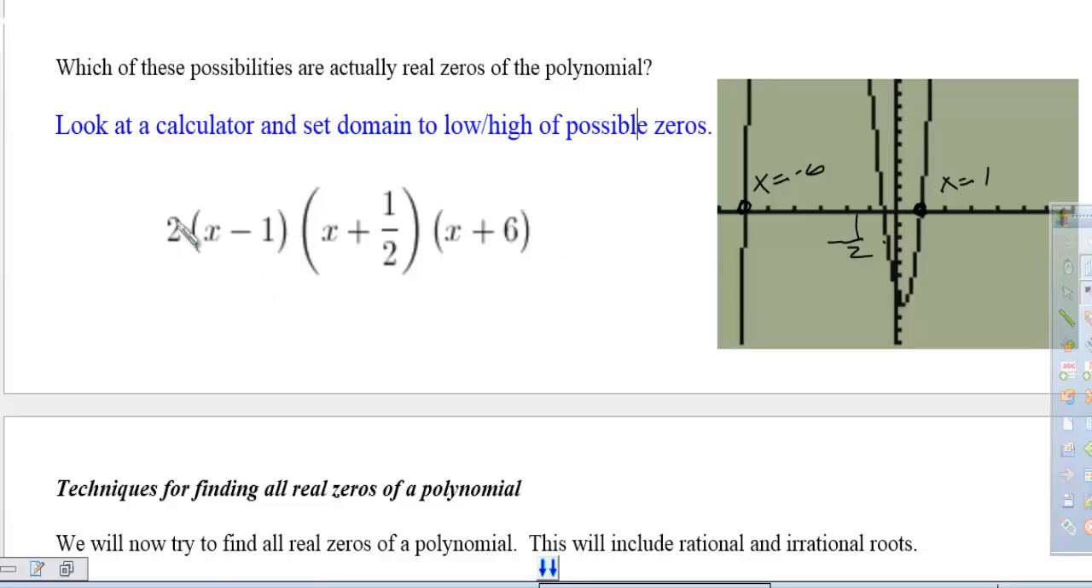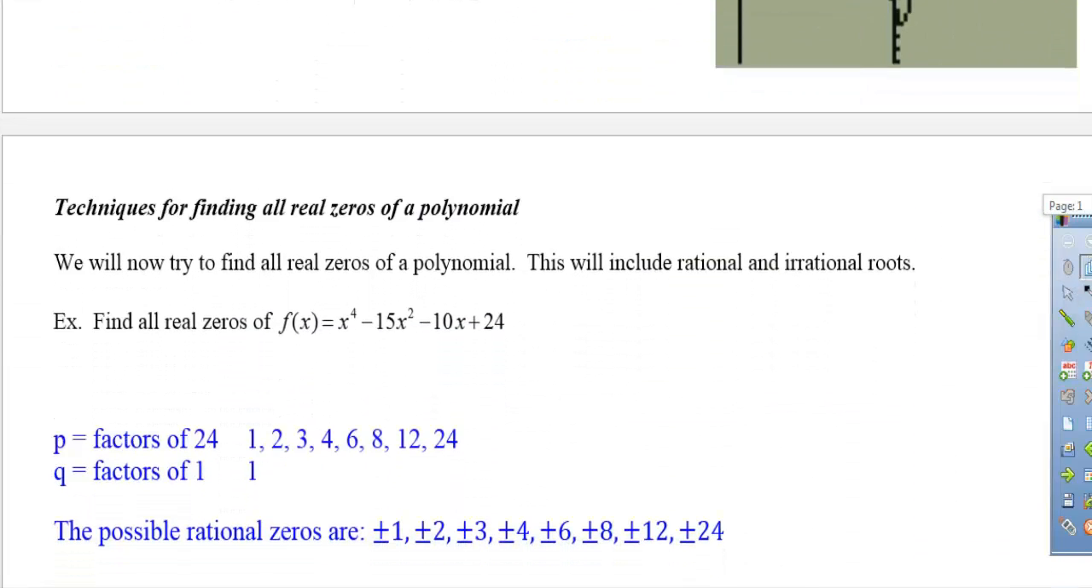And then the 2 here gets factored out as well, because what you actually get when you decompress this is 2x minus 2. So we can factor the 2 out of this and pull it out. But that's all we're going to be doing with these right now. We're using that P over Q, the factors of the constant over the factors of the leading coefficient, to help us identify the possible roots, and then we're going to use the calculator to aid us in finding where they're at. Let's take a look at another one.